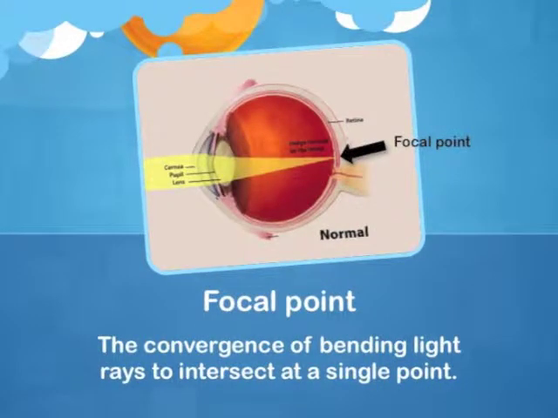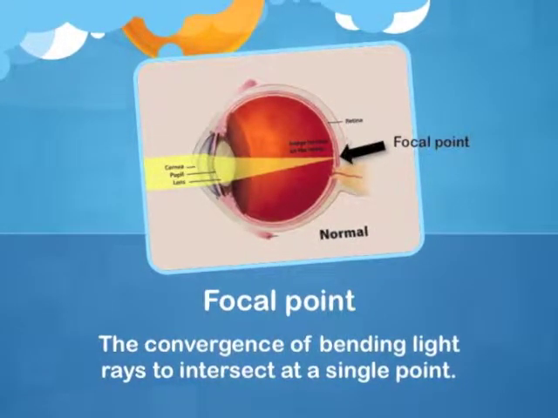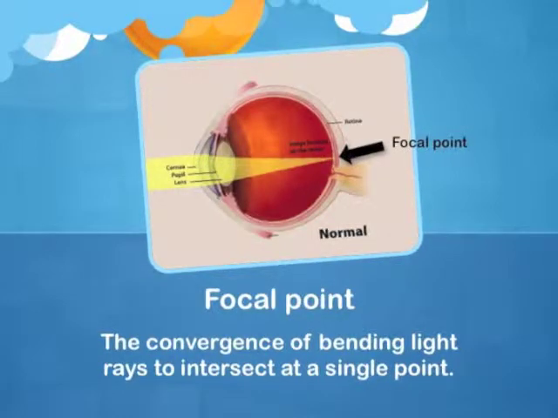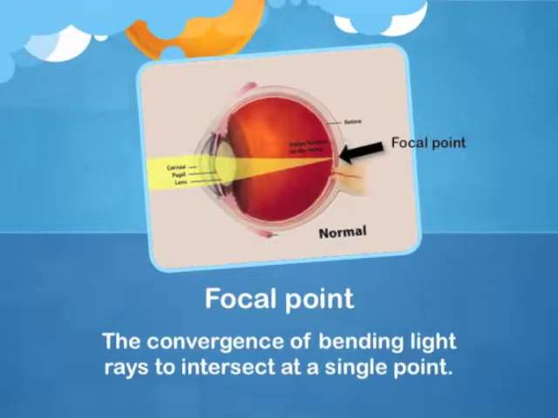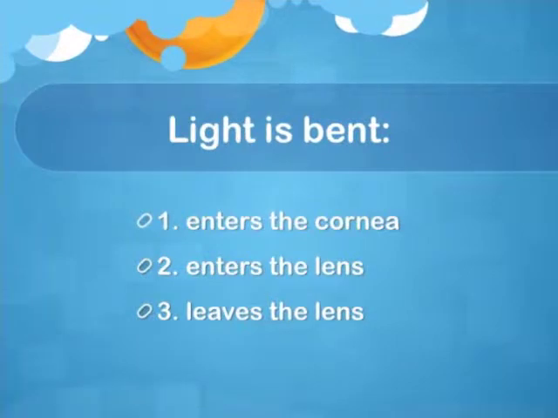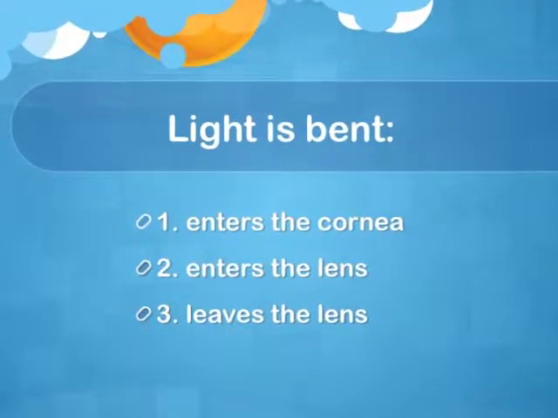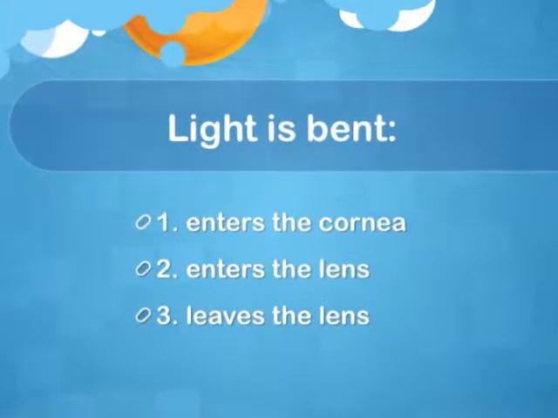This allows the light rays to bend so that they converge and intersect at a single point called the focal point. You see, as light enters the eye through the cornea and pupil, it hits the lens of the eye, which converges the light image to a focal point at the back of the eye. So light is bent or refracted in the eye three ways: as it enters the cornea, as it enters the lens, and as it leaves the lens.